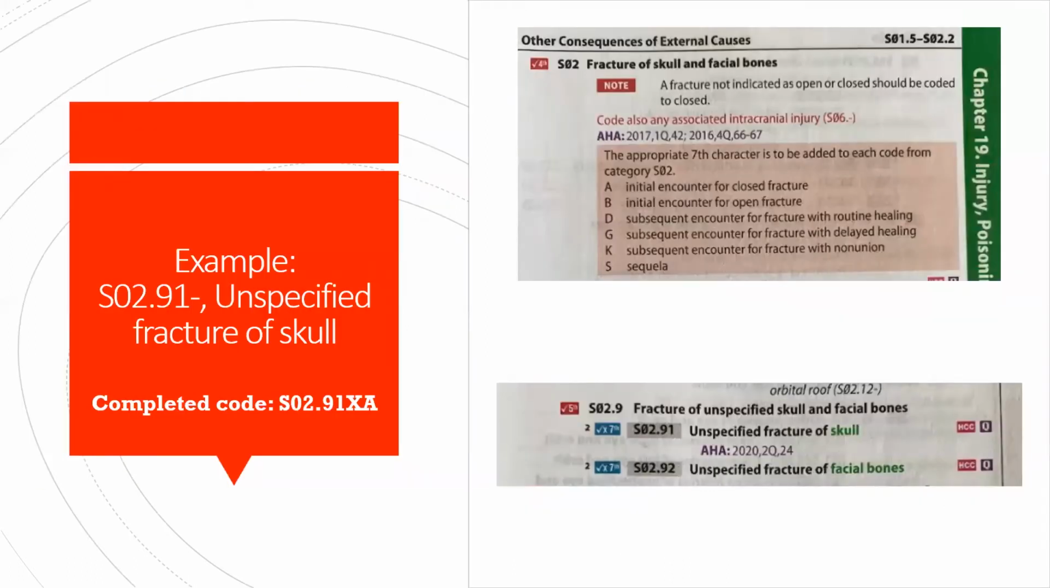Example, S02.91, unspecified fracture of skull. On the right-hand side of the screen at the very top is what you would see in the tabular of the ICD-10-CM codebook. S02 is the category, fracture of skull and facial bones, and underneath that you will see a box that lists the 7th characters that need to be added to codes in category S02. So we have A, B, D, G, K, and S.